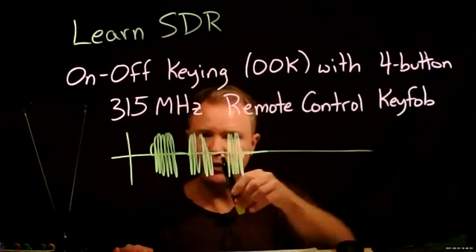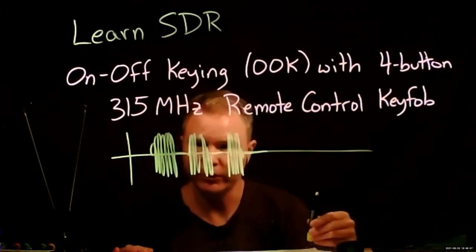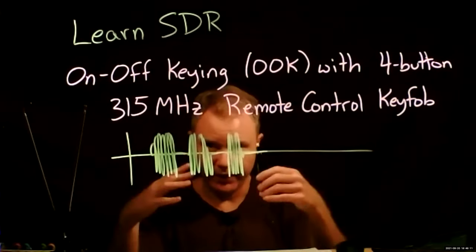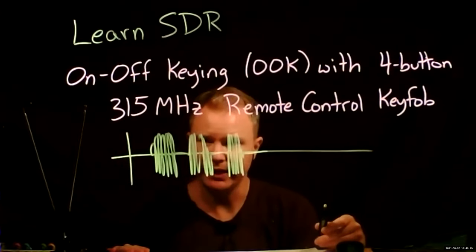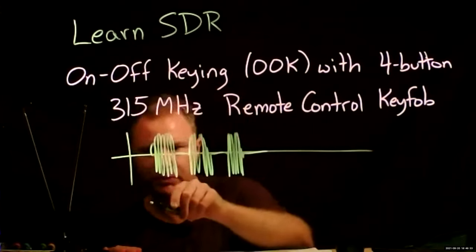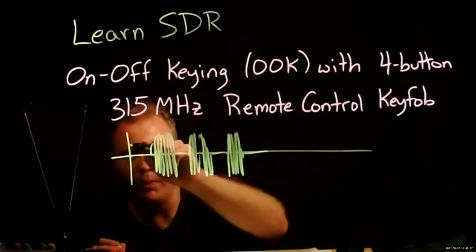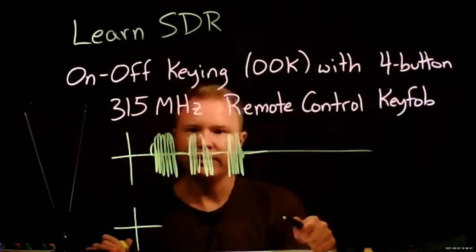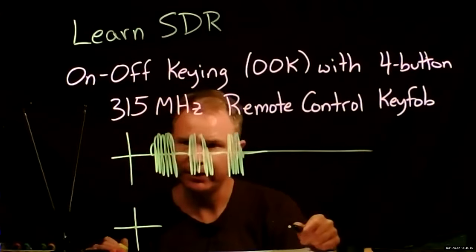What we actually get is we do not directly sample this extremely fast 315 megahertz wave. The RTL-SDR does its frequency mixing that I talked about last time. And instead, what we get is a complex number. Let me plot what's happening on the complex plane. Before anything transmits, the amplitude of this real signal is zero, and so the amplitude of the complex signal is zero.